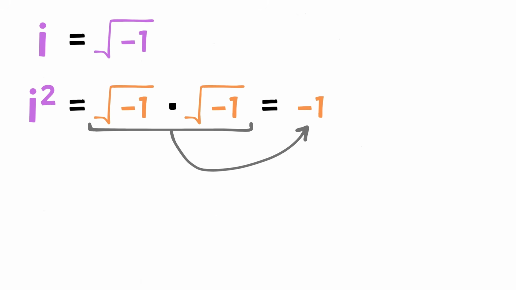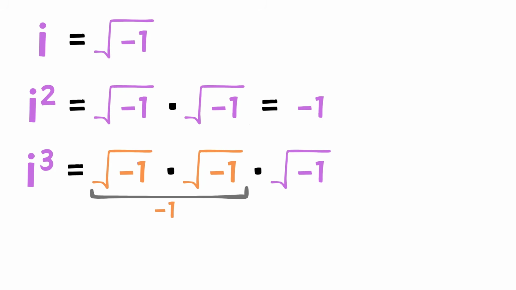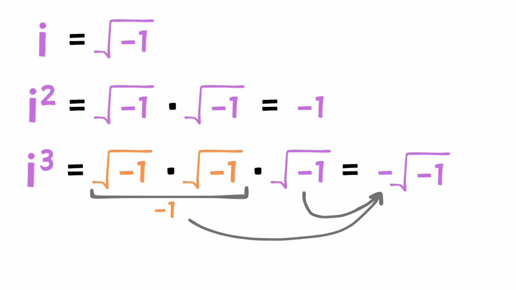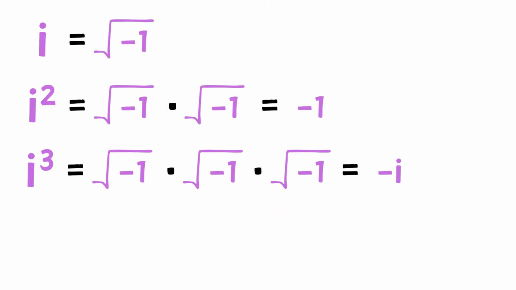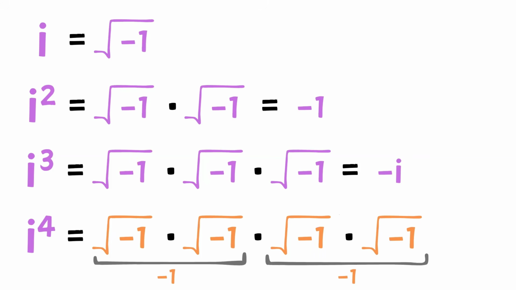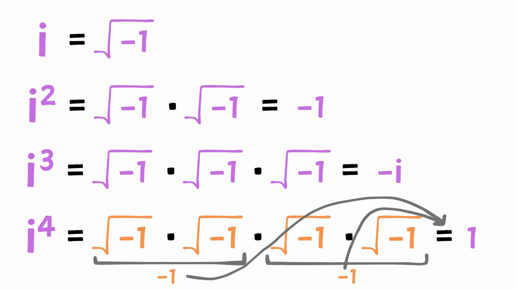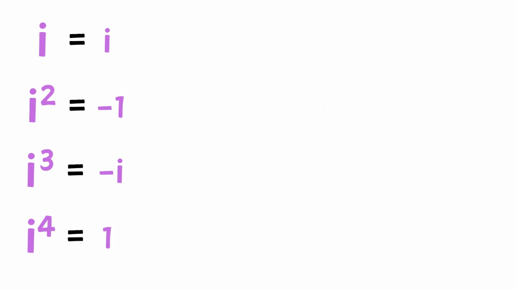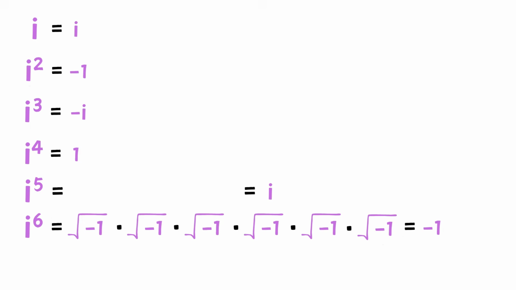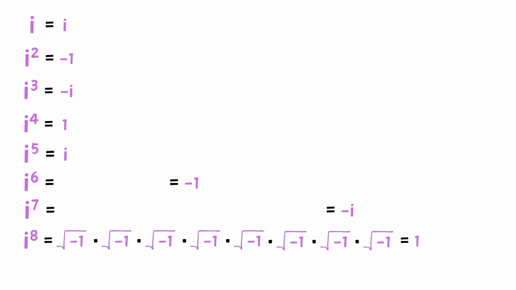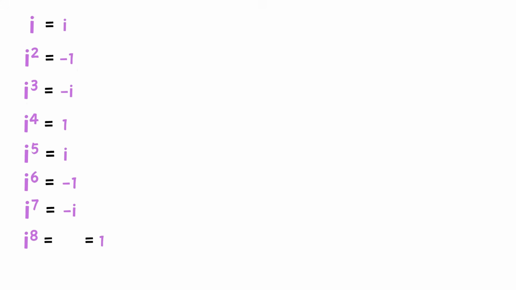Since i equals the square root of -1, if we square this, since any square root times itself is what's inside, we end up with -1. i squared equals -1. If we cube i, i squared is -1, so we get the negative square root of -1, which is -i. And if we raise i to the power of 4, the square root of -1 times the square root of -1 is -1, and -1 times -1 is 1. So we went from i to -1 to -i to 1. This pattern repeats every 4 powers. i to the power of 5 equals i, i to the power of 6 equals -1, i to the power of 7 equals -i, and i to the power of 8 equals 1, and so on.